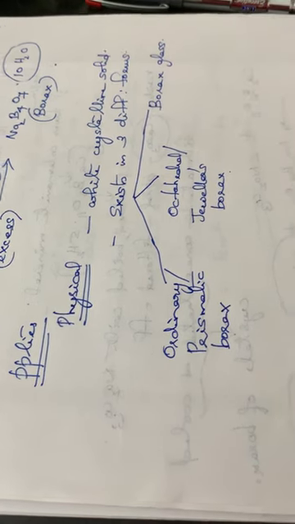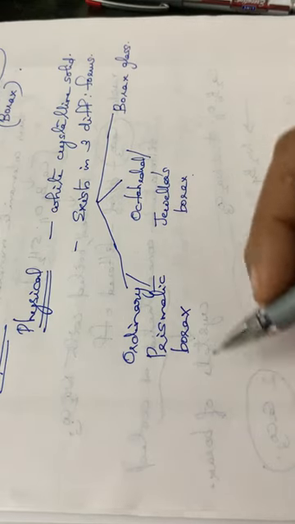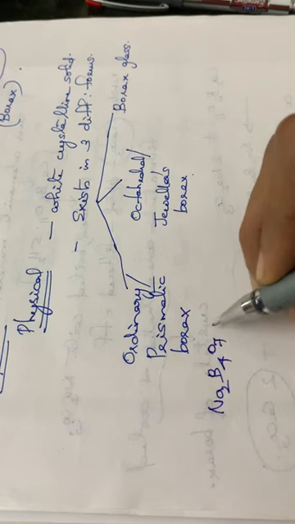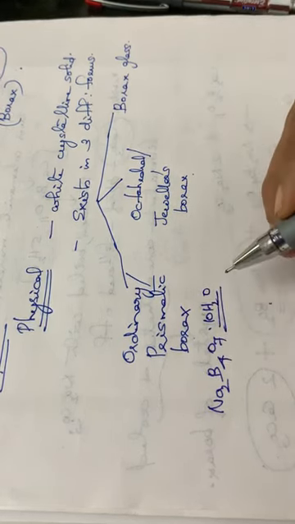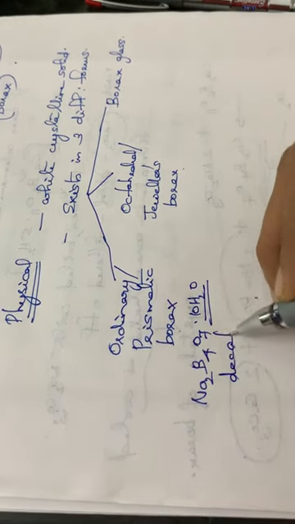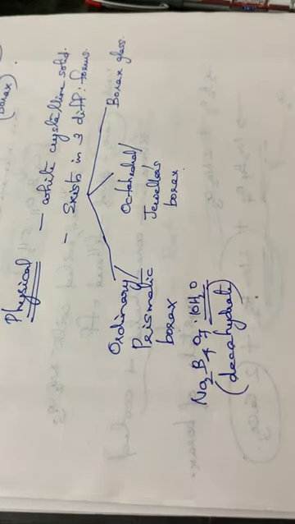Then again you have to go through the formulas also. For ordinary or prismatic borax, we had seen the formula Na2B4O7.10H2O. Here it has 10 molecules of water of crystallization. So it is a decahydrate. Deca denotes 10, isn't it?